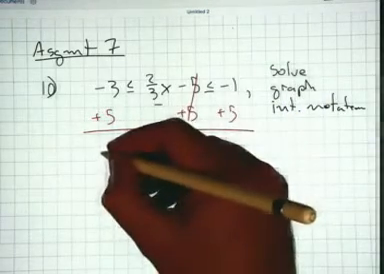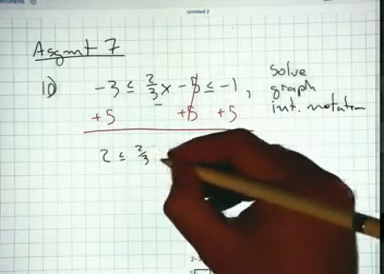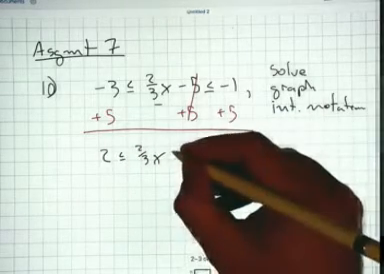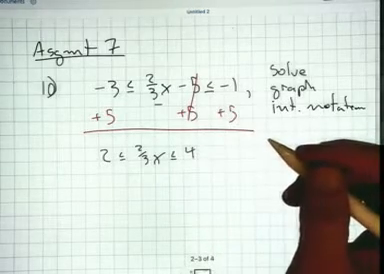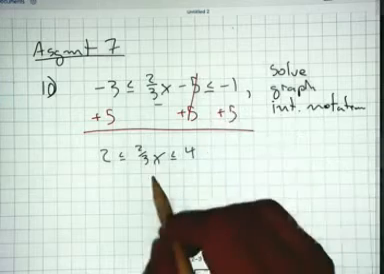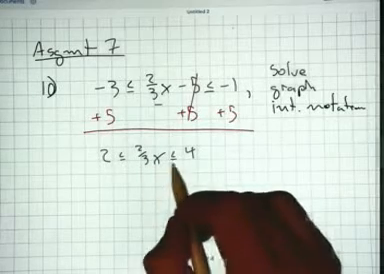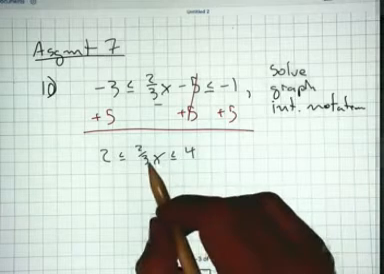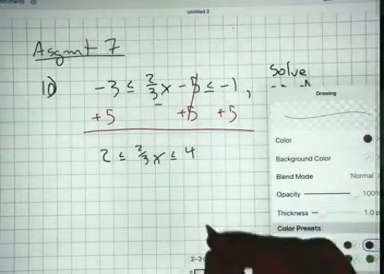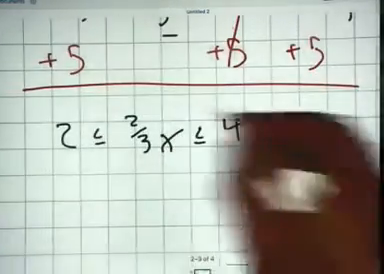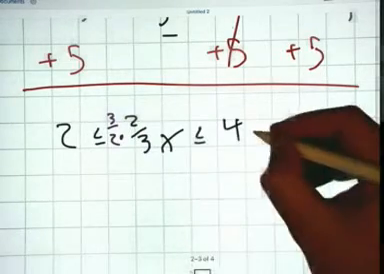So we end up with a positive 2 is less than or equal to 2/3 x is less than or equal to a positive 4. So the next thing that we want to do is we want to get rid of the 2/3 that is multiplying the x. And to get rid of this 2/3, I'm just going to multiply both sides by the reciprocal.